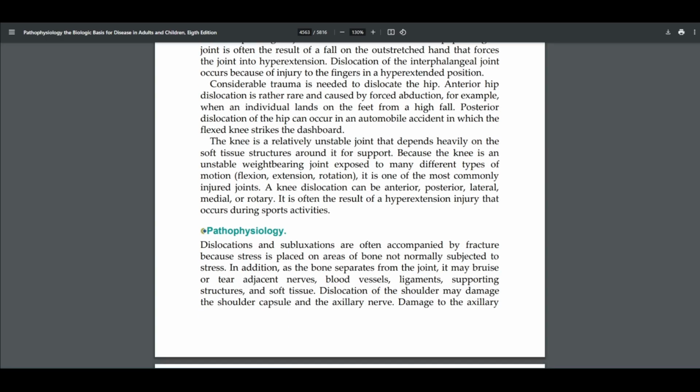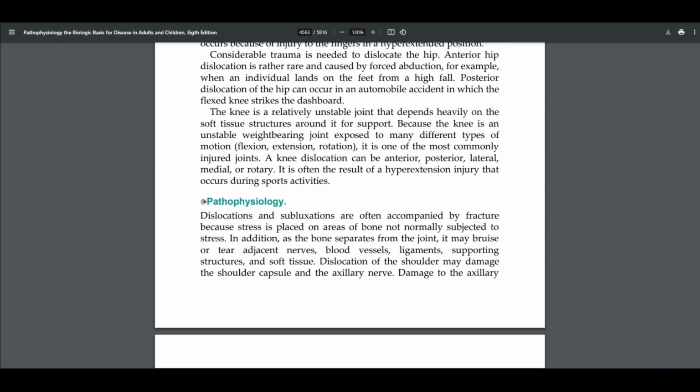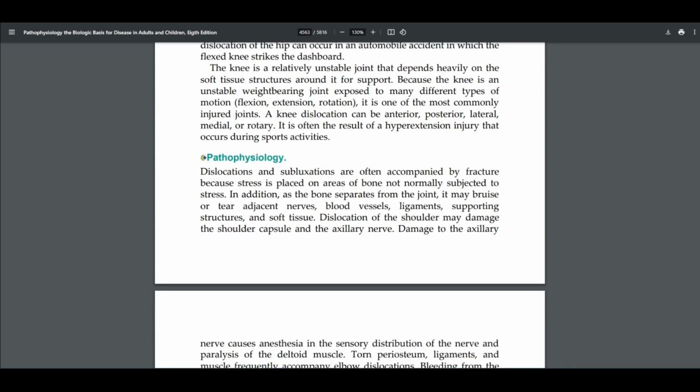The knee is a relatively unstable joint that depends heavily on the soft tissue structure around it for support. Because the knee is an unstable weight-bearing joint exposed to many different types of motion, flexion, extension, and rotation, it is one of the most commonly injured joints. A knee dislocation can be anterior, posterior, lateral, medial, or rotary. It is often the result of a hyperextension injury that occurs during sports activities.